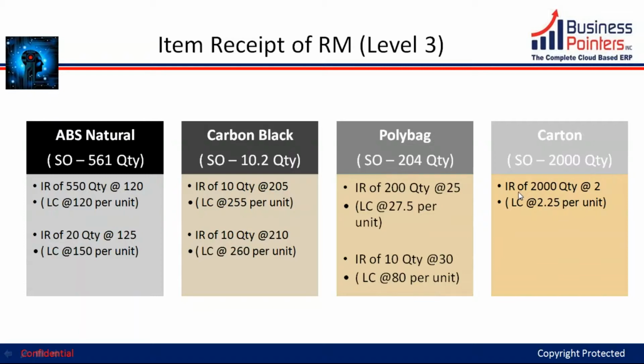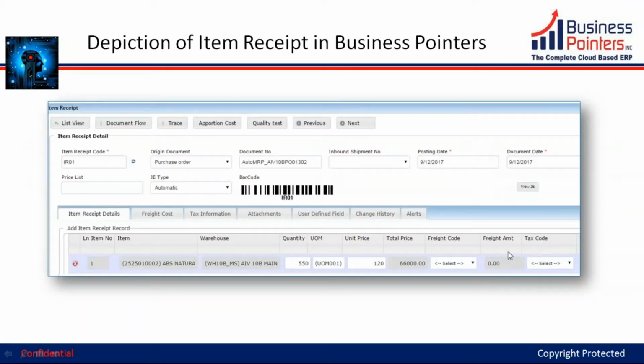Again, for carton, the other raw material for the semi-finished good, item receipt of 2000 quantity at 2, landed cost at 2.25 per unit. This is automatically calculated by the system.